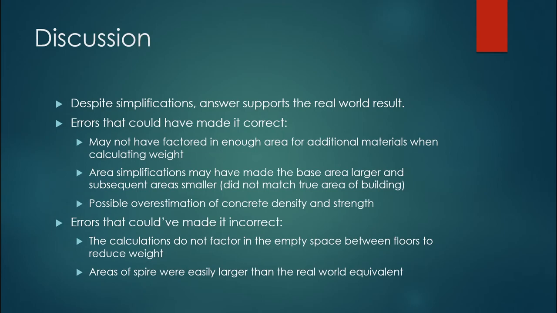But it is possible that my errors could have actually steered me to have this be correct or on the supporting side, just because I might not have factored in enough area for the glass and steel, making it lighter, and the area simplifications for the base could have made it bigger, and the subsequent areas of the tower smaller, since the area was actually way less than the real overall area of the building, which was about 300,000 meters squared, where I think I only got about 100,000. I also could have simply overestimated the concrete's material properties.